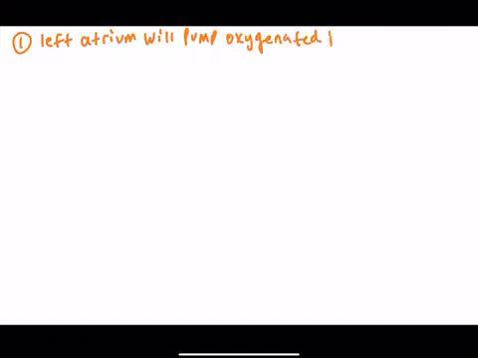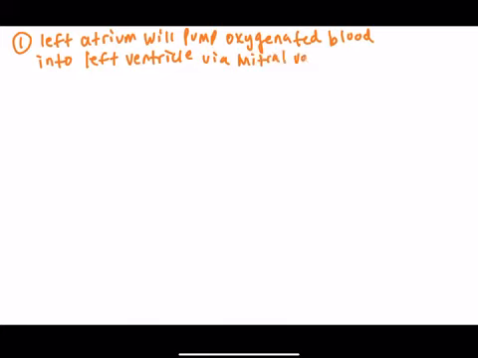All right, so step 1 we just said was that the left atrium of the heart will pump that oxygenated blood into the left ventricle, right? This is the last chamber of the heart, and it's going to pump it through the mitral valve. All right, mitral valve, also called the bicuspid valve.